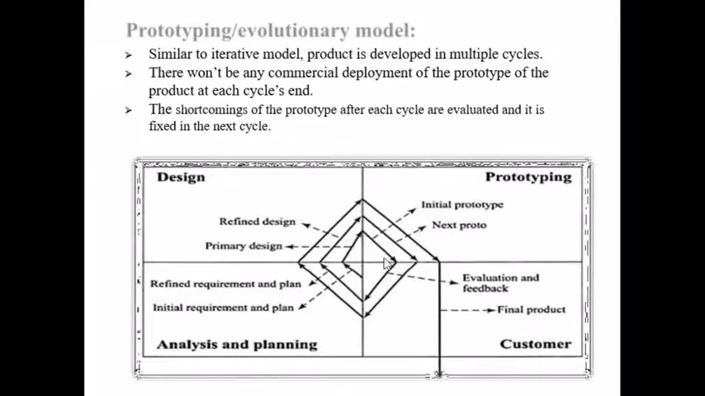So in this figure you can see the approach starts here. The initial requirement and planning is done. Afterwards a prototype is made. In the design phase a primary design is made, and an initial prototype is created. After making the initial prototype, the prototype is made available to the customer, and the customer will do the evaluation and the feedback will be given to the developer.